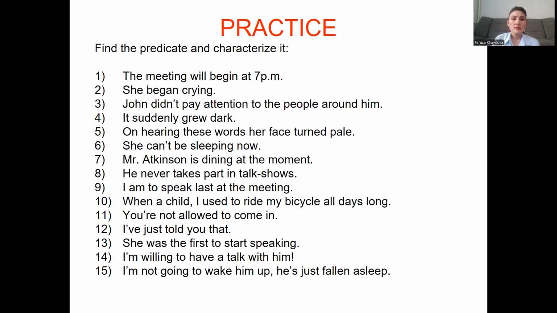There are 15 sentences given. You should find the predicate and characterize it. The first one, for example: the meeting will begin at 7 p.m.